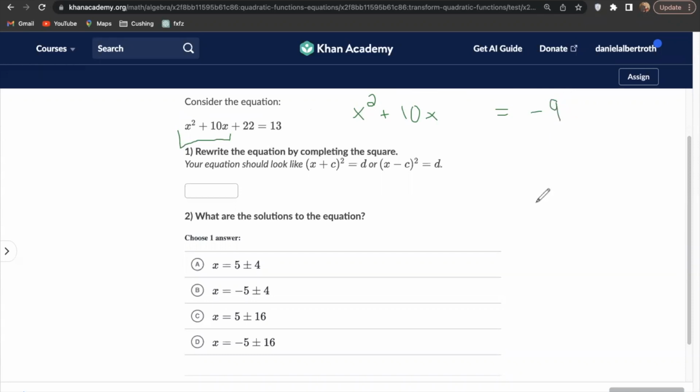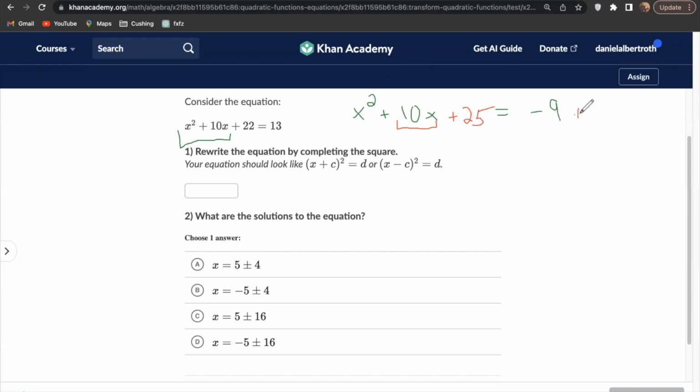So right now, this is my equation rewritten. All I've done is subtract 22 from both sides. This gives me, on the left side, x squared plus 10x, and on the right side, -9. To complete the square, the method is to take the middle term b, take half of that and square it. That's what you're going to add to both sides. So half of 10 is 5, and if I square that, that's 25. So I'm going to add 25 to both sides.